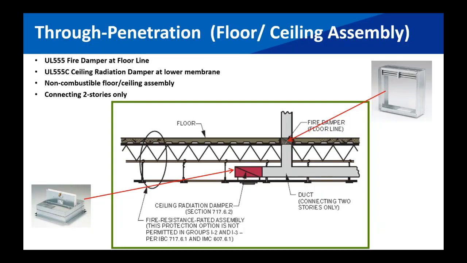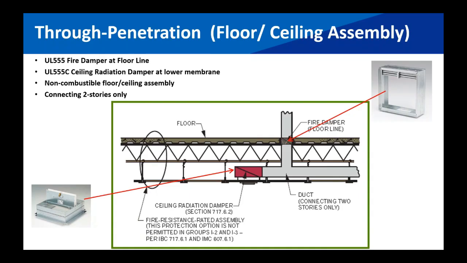So here's my example where by code, as long as I don't go above 2 stories, I can legally use a curtain fire damper at the floor line, which is depicted there on the right-hand side. So there's my floor line. It's made up of a concrete. There's a thickness there. So we have a fire damper, traditional UL 555 damper in the floor line. And because I also have an air duct opening at the lower membrane, that's where I apply my ceiling radiation damper. So I could legally get away with 2 damper products, the fire damper at the upper floor level, and then a radiation damper at the lower membrane on the air device.